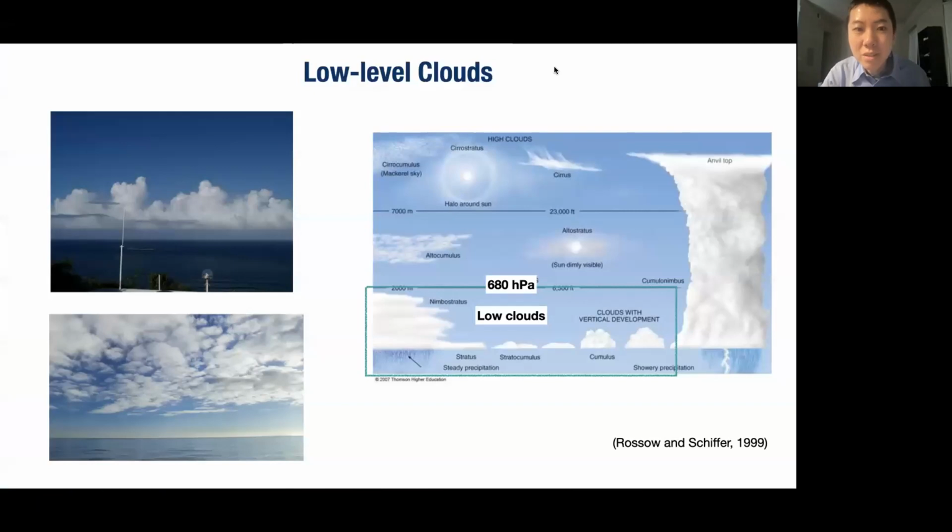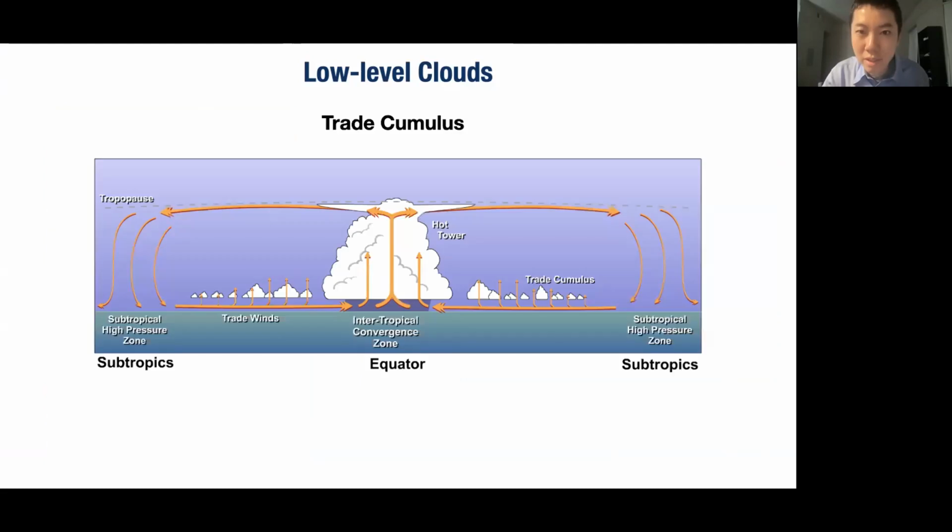So here are some pictures of marine low-level clouds. And low clouds are the clouds with the top pressure under 680 hectopascal. And in this study, we focused on marine low clouds and especially the trade cumulus or shallow cumulus.